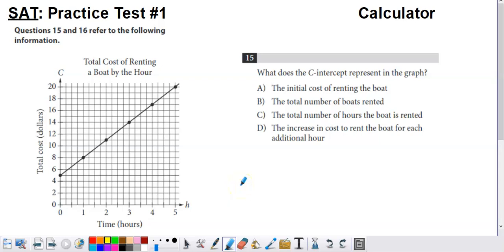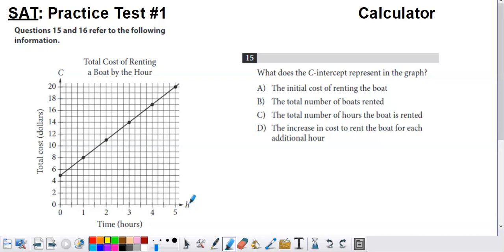So here's a practice SAT question that asks us to use this information to try to answer this question. So before we read the question even, let's try to make sure we have a clear interpretation of what is represented by this graph. So what we have is the total cost of renting a boat by the hour. If you look at the x-axis, it's actually not represented by the variable x, it's represented by the variable h.